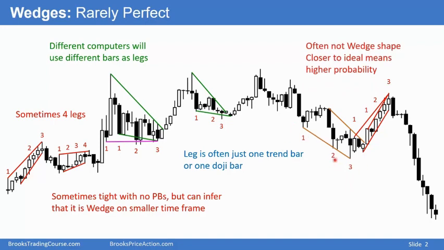3 pushes down here, and it's not really convergent. However, 3 pushes down, context is good for a wedge. We have a spike, pullback, and then possibly a channel. Strong enough breakout here for at least 1 more leg down. So 1, 2, 3. Traders will look for a reversal up. The closer something is to the ideal, the higher the probability that it will behave like the ideal. So the better looking a wedge, the more likely a lot of computers and traders will trade it like a wedge, and therefore more likely you'll get the reversal.